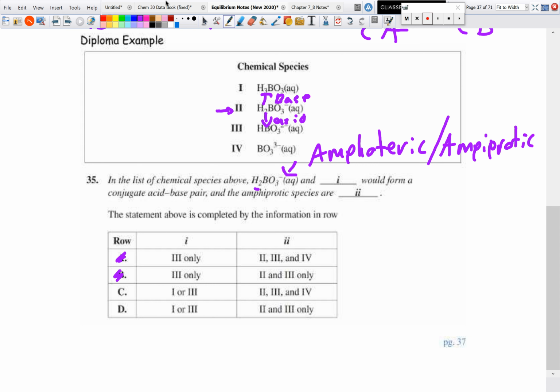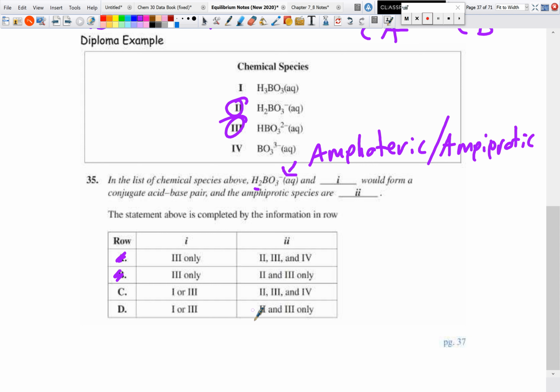And when we read the rest of the question, it says the amphoteric species listed above are, well, remember amphoteric, we're looking for having a hydrogen and a negative charge to attract it. So this one here can only act as an acid, this one's only a base. So we got 2 and 3, so our answer is D.